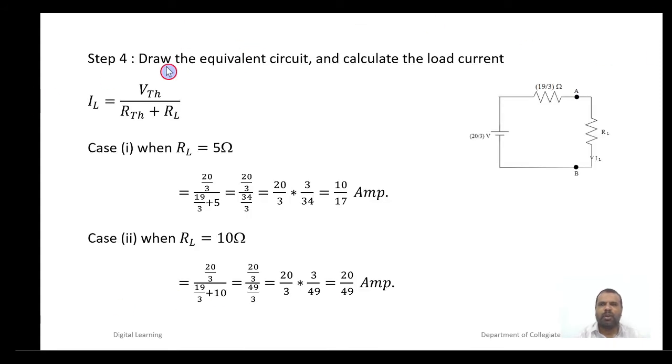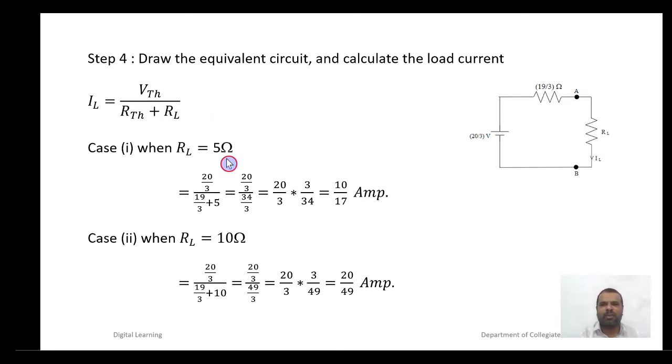Step 4. Draw the equivalent circuit and calculate the load current. Now you have replaced the EMF with the Thevenin's voltage source of 20 by 3 volts and a Thevenin's resistance of 19 by 3 ohm connected in series, and a load resistance. By using the formula, IL is equal to VTH divided by RTH plus RL. Case 1.